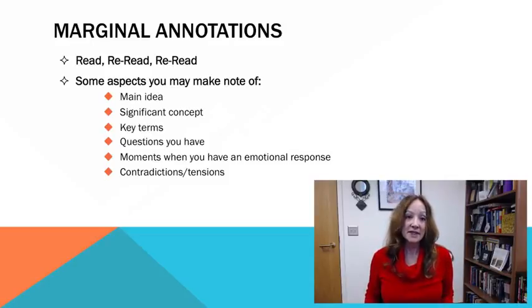And then the last one that I can think of right now is contradictions and tensions. Perhaps a writer says one thing earlier in the text and then something else later in the text, and it seems like it's ambiguous or contradictory, or there's some kind of tension operating in the text.